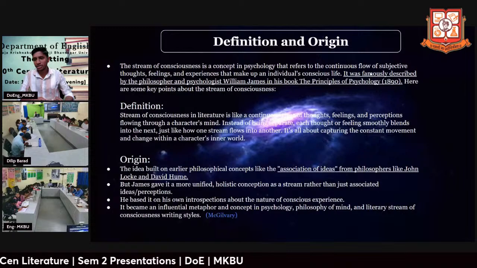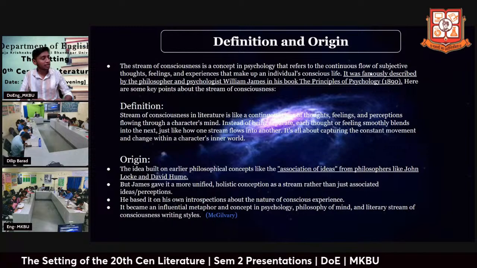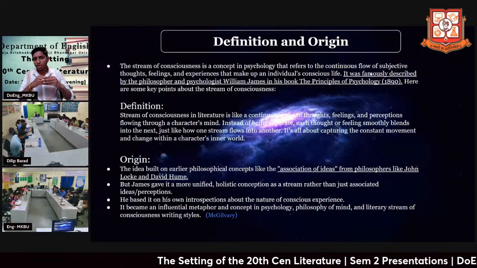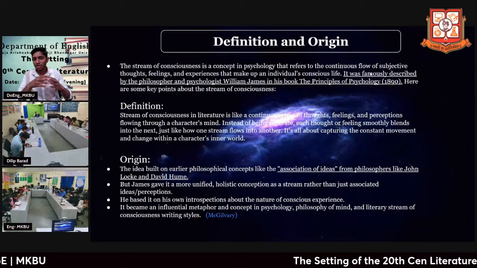Here are some key points about the stream of consciousness. The first one is definition. The stream of consciousness in literature is like a continuous river of thoughts, feelings and perceptions flowing through a character's mind. Instead of being separate, each thought or feeling smoothly blends into the next, just like one stream flows into another. It's all about capturing the contents, the moments and changes within the character's inner world. In simple words, the stream of consciousness means there is no structure of plot or story, just what the writer wants to say directly through the dialogues.